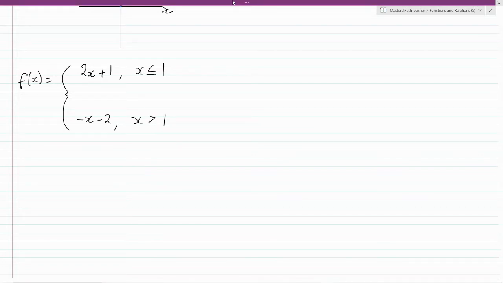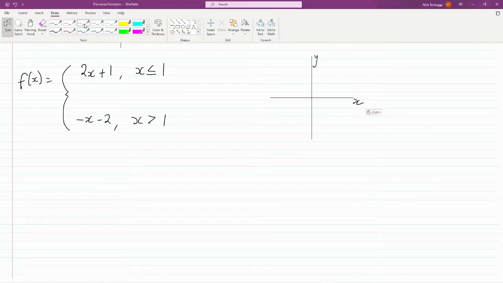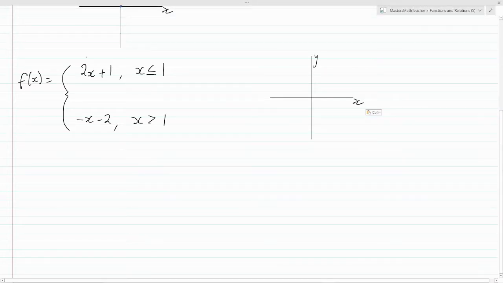So again, I'm going to pull out two different colors. We'll take the top one as blue. So what does this graph look like? Okay, it's a positive gradient. It's 2x plus 1, so our y-intercept is going to be up here at 1. It's going to be a bit steeper than before, so it's going to look something like this.